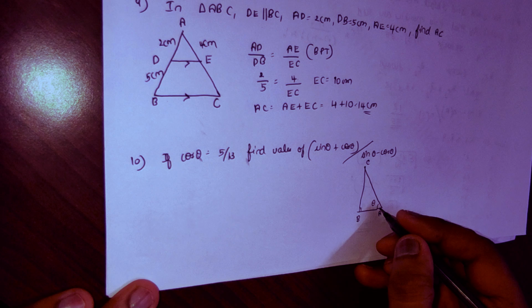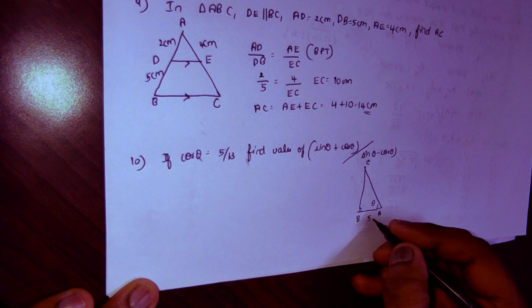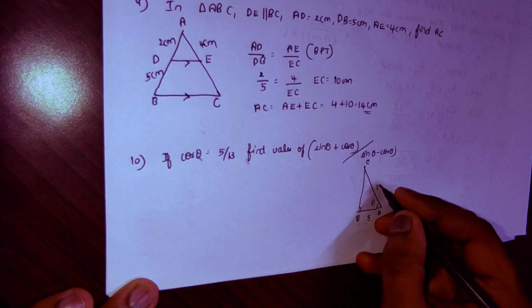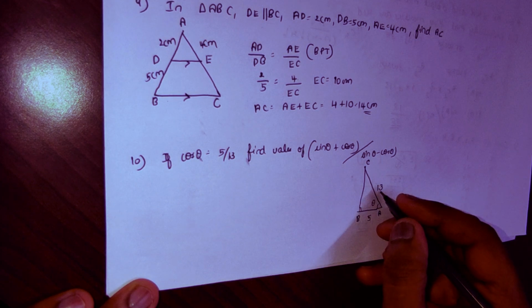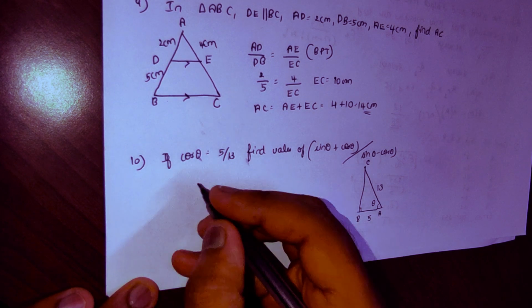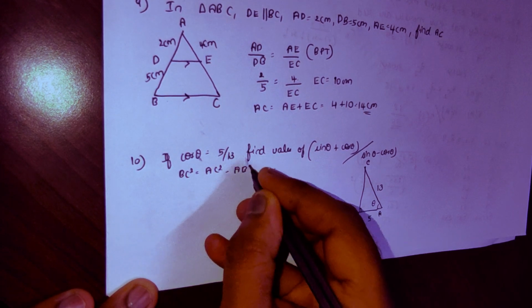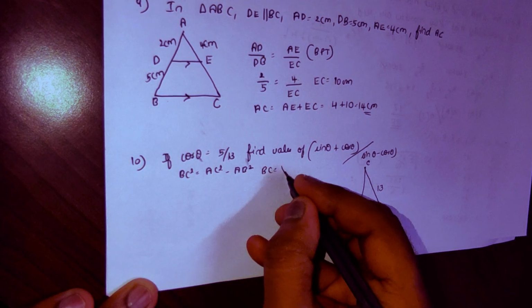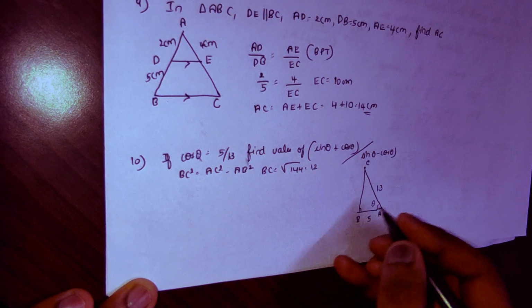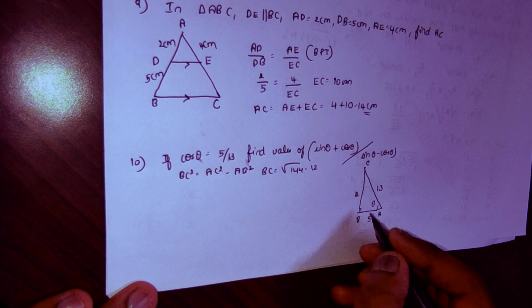Now we know that cos theta is adjacent by hypotenuse, that is 5 by 13. This will become the adjacent side, that is 5, and this is the hypotenuse, that is 13. We have to find this side by using the Pythagoras theorem. It becomes BC square is equal to AC square minus AB square. BC is equal to root 144, that is 12. We got the value 12 as the opposite side.